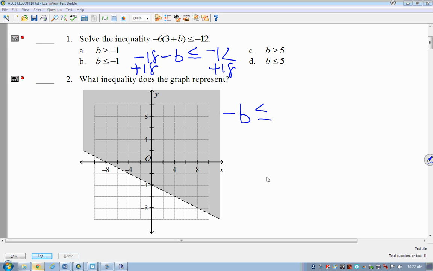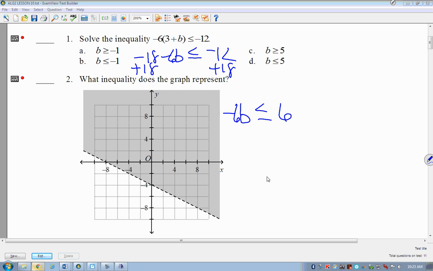Okay, it's 6. And I think Eric's trying to make a point. You think it should be -6b? Oh, you're right. -6b, because when we distribute, it's negative. You probably said it right, I just didn't write it down right. So we have -6b is less than or equal to 6.